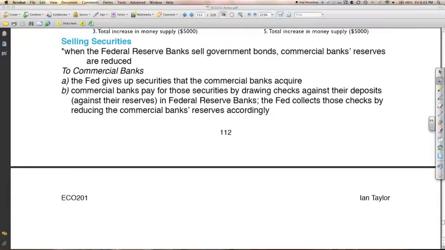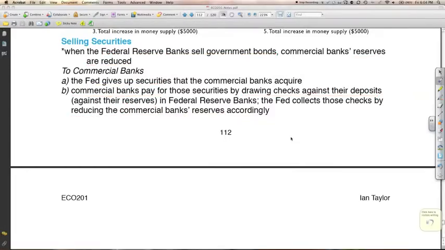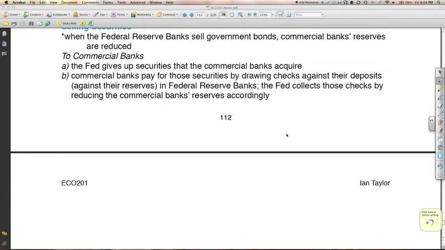Now, the other thing that the Fed can do is sell securities. The Fed can sell government bonds which commercial banks buy, and thus the reserves are reduced. When the Fed sells government bonds to commercial banks, the Fed gives up securities. Thus, the commercial banks pay for those securities by drawing checks against their deposits, which are just their reserves. So the Fed collects by reducing the commercial bank's reserves. And we should remember, if reserves decrease, then the money supply will decrease.